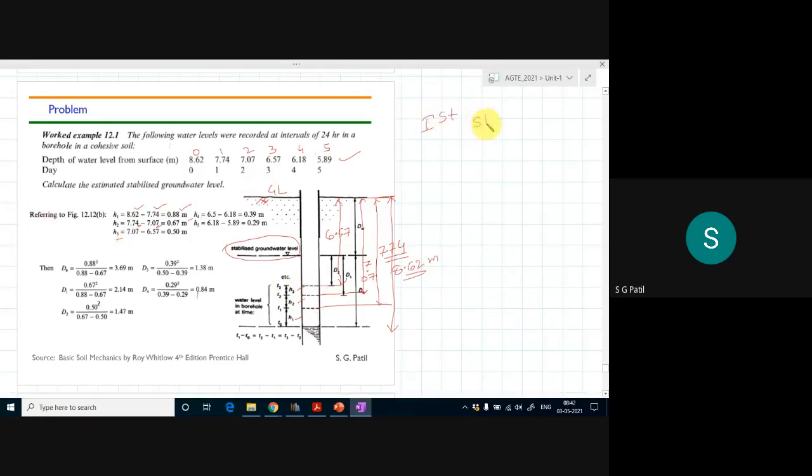First step, what you should do: calculate the rise in water level in the borehole.